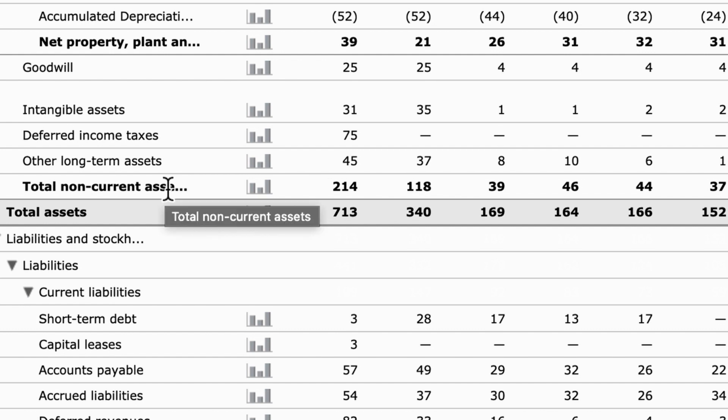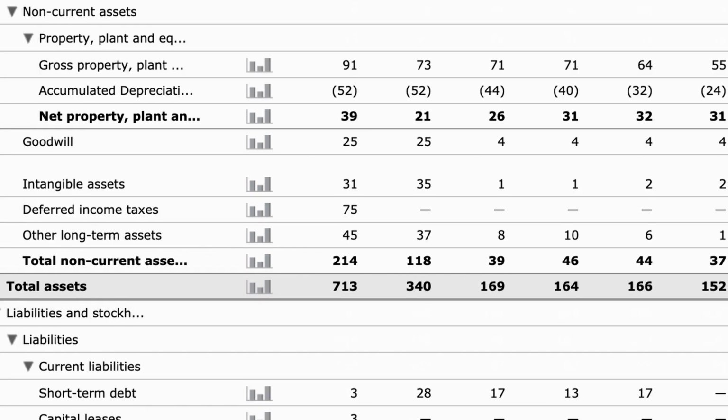So at the bottom here, we're going to have the total non-current. So that's the non-current assets added up. And then at the bottom, we're going to have total assets here. And that's total current and total non-current all added up. And this is the total assets of the company.